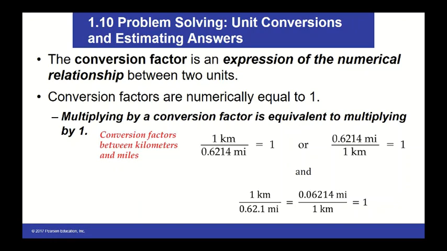calculate different values. So you can use equalities such as 1 kilometer is equal to 0.6214 miles, or 0.6214 miles is equal to 1 kilometer, in doing conversion factors, because they are all equal to 1. A number divided by itself is equal to 1. So that's why we can use them in mathematical expressions.